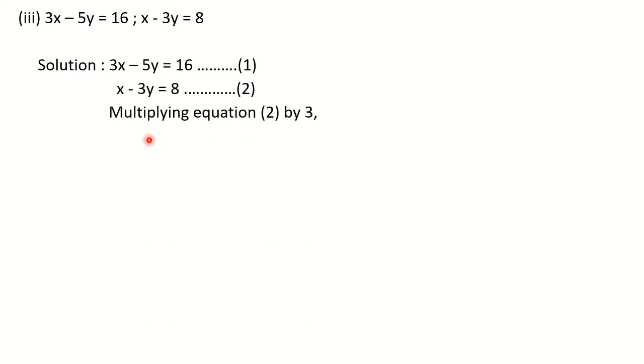When we multiply equation 2 by 3, we have to multiply each and every term. So what we are going to get? 3x minus 9y is equal to 24. This is the new equation formed. So number it as 3. Now don't consider equation number 2 because we have formed a new equation by using equation 2. So think about equations 1 and 3.